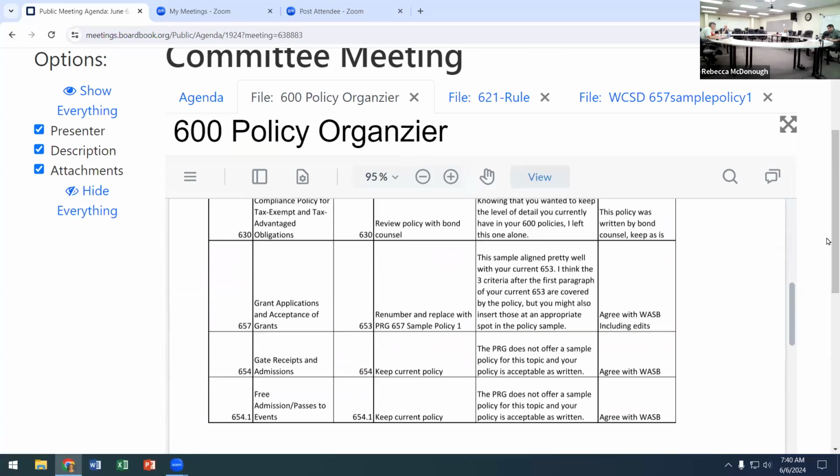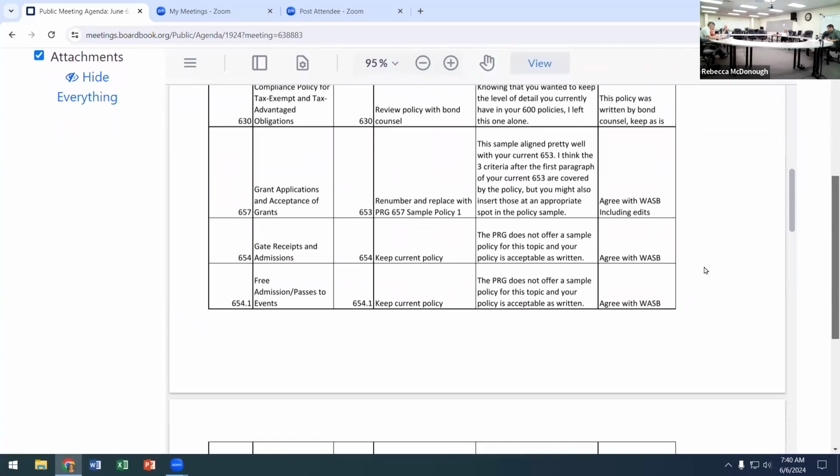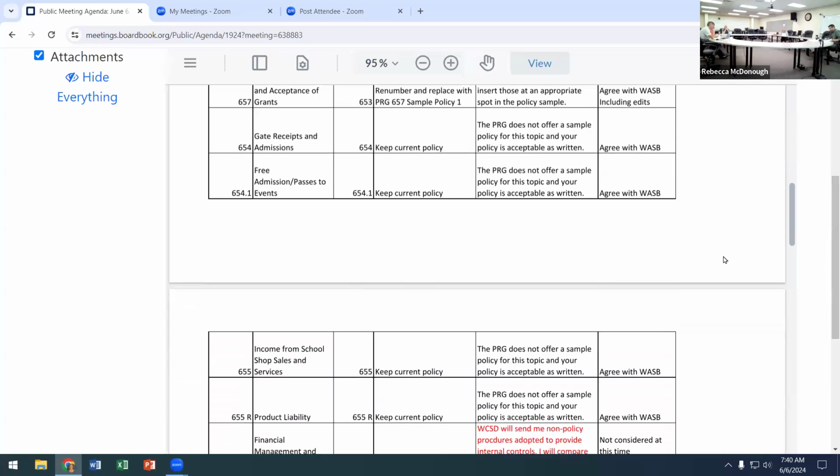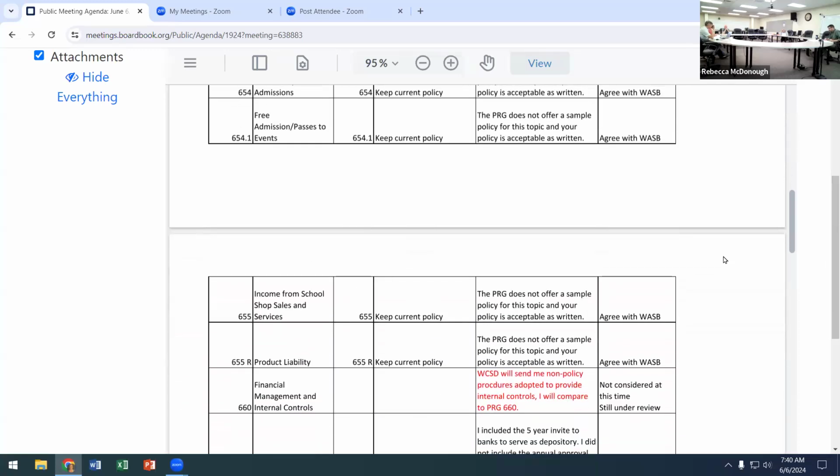That's 657. 654, with regards to gate receipts and admissions. Our recommendation is to keep the current policy that we have for gate receipts and admissions. PRG does not have one. 654.1, free admission passes to events. Our recommendation is to keep the current policy.